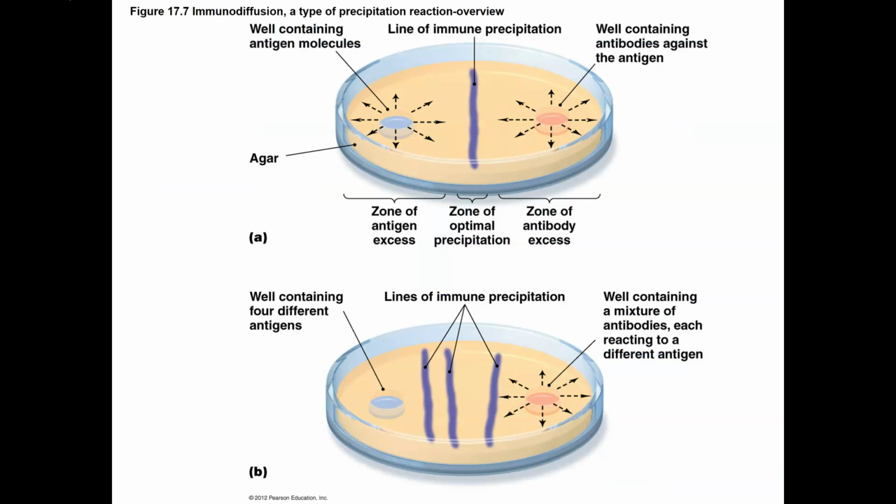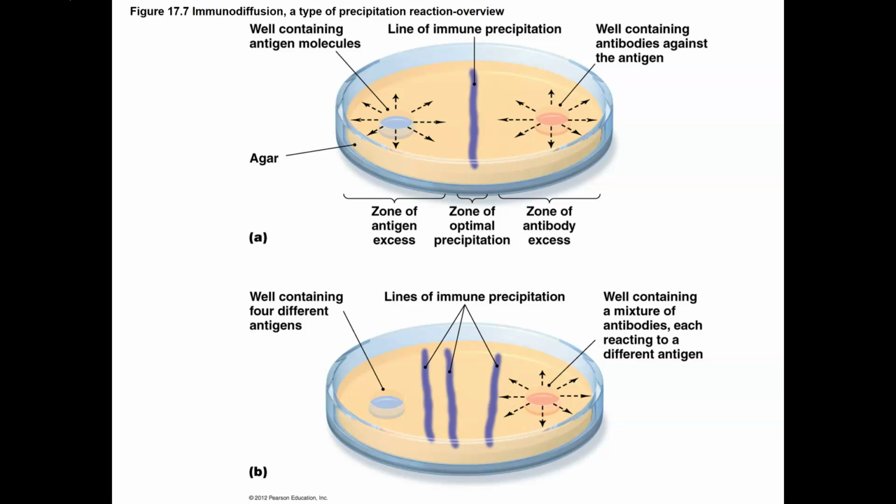Another low-tech precipitation test is a diffusion test. Here, however, you're using a gel, something like the agar gels that you see in a petri dish, but without the media or nutrient components.